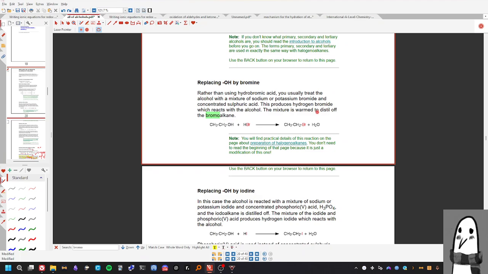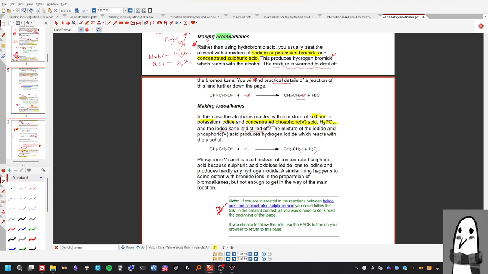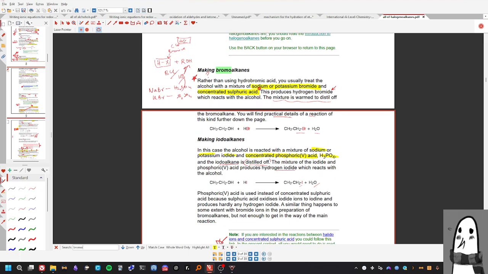Okay, well, it says here that rather than using hydrobromic acid, you get the hydrobromic acid by reacting a mixture of sodium or potassium bromide and sulfuric acid. There is a reason for that, and that mixture is going to be 50-50, which produces your hydrogen bromide. If I go to our academics, all of halogenoalkanes, and then talk about our bromo, so practical details further down the page.